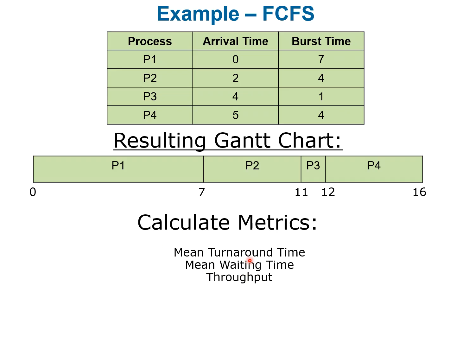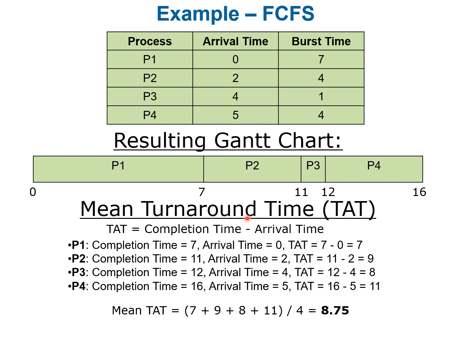So the metrics, I guess, we'll calculate are mean turnaround time, mean waiting time, and throughput. The reason we calculate the means is because the individual turnaround time for a process doesn't actually tell us how well we did overall. So we'll calculate these metrics for all processes and then take an average. So here for our mean turnaround time, we calculate the turnaround time for each process.